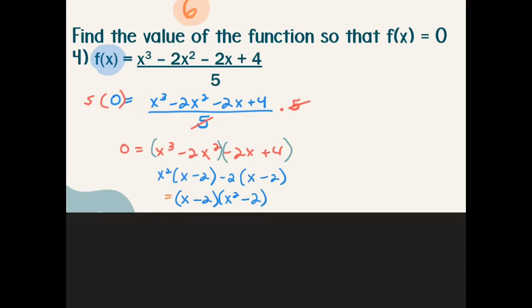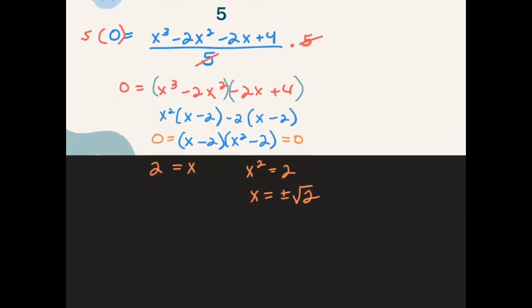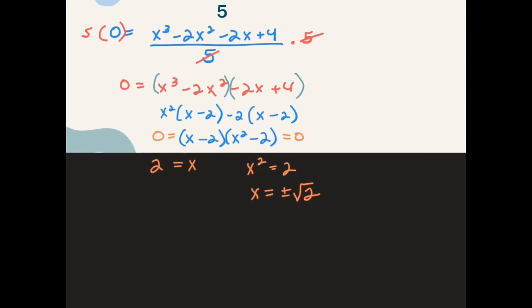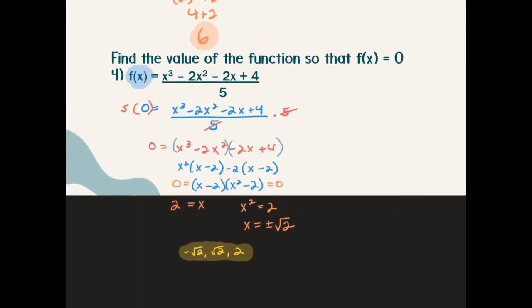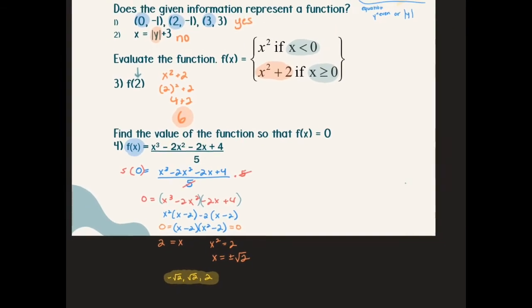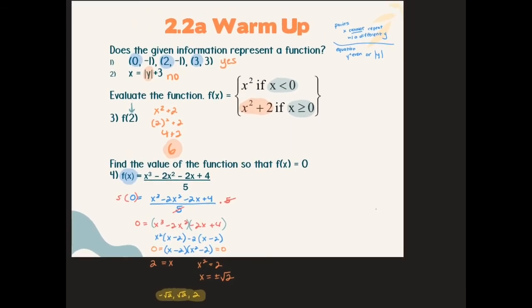I'm going to set each of these equal to 0. So the first one, x would equal 2, and the second one, x squared, would equal 2. x would equal plus and minus the square root of 2. So remember to do that plus or minus when you're square rooting both sides to solve. So there are 3 values that make f of x 0: negative square root 2, square root 2, and 2. And that completes the warm-up for part 1 of 2.2.